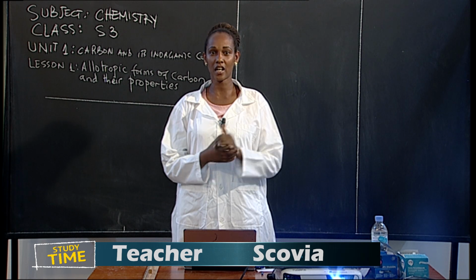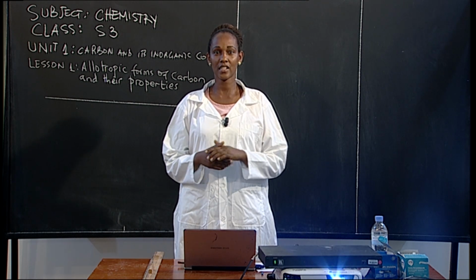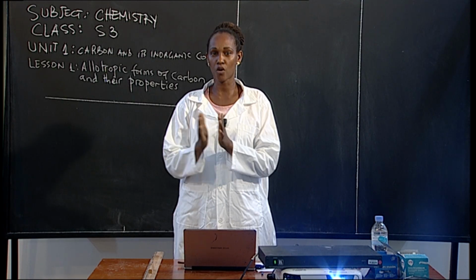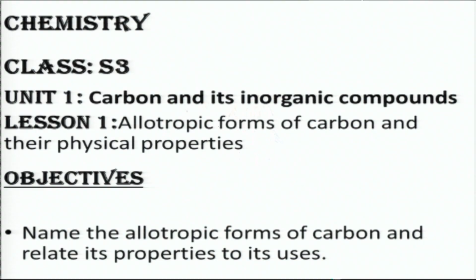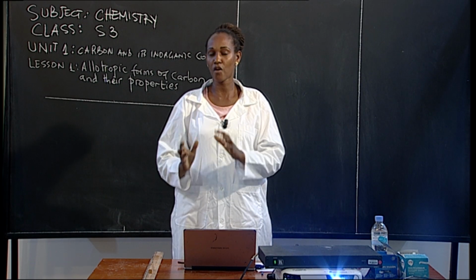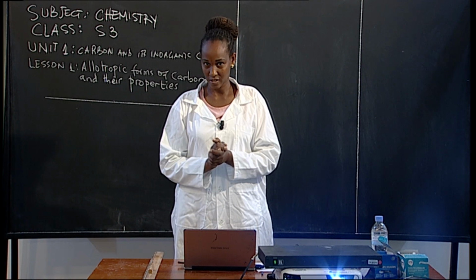Today we are starting Unit 1, that is carbon and its inorganic compounds, right? So under this, we are starting with lesson 1, which is allotropic forms of carbon and their physical properties. So we start by looking at what we call allotropic forms of carbon and their properties.